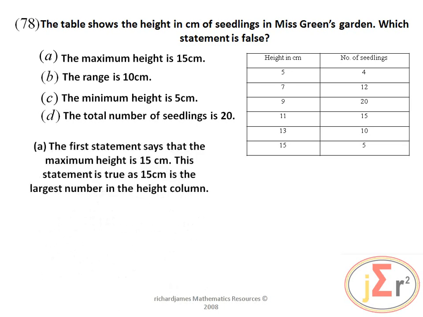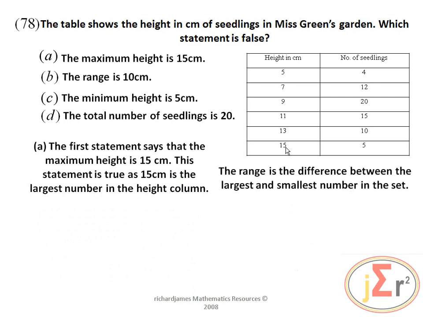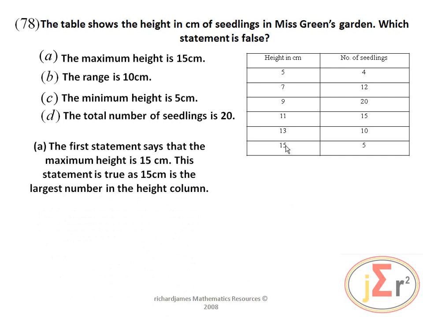So, the first statement says that the maximum height is 15 centimeters. Look here. Do we have any height that is greater than 15? No. That statement is true then. The maximum height is 15 centimeters.